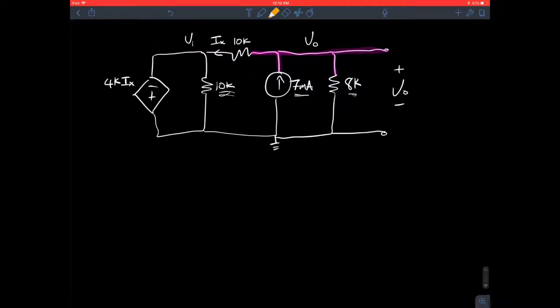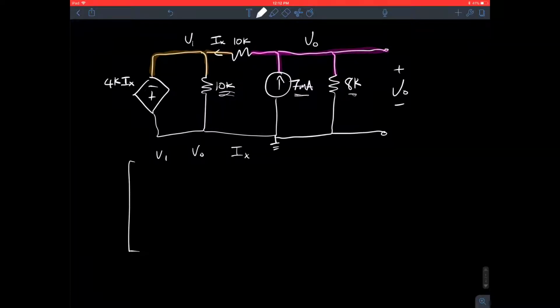I'm going to work it the slower way, with three equations, three unknowns. You could do this as a 2x2 matrix, but just to not confuse anybody, I'll work it a little differently. So what we can say is that I'm going to start with V0, and I'm going to sum all the currents for V0. So we'll call this V1, we'll call this V0, we'll call this IX.